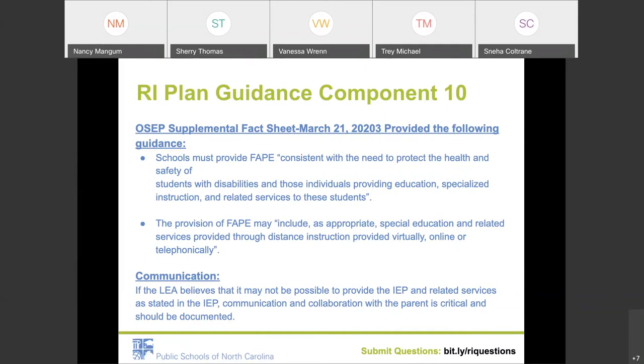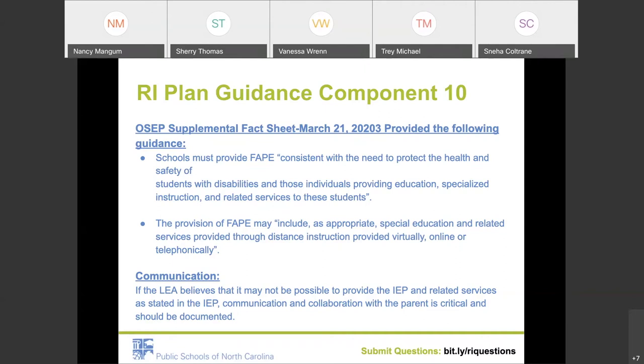From our division, we have been trying to provide guidance since early in March, and have shared all guidance that has come from our Office of Special Education Programs, our special ed arm of the Department of Education. And that last guidance was on March 21st. But within that guidance, it really stressed that we have to provide FAPE that is very consistent with what the student should have been receiving, but in the framework of how that remote learning was going on.